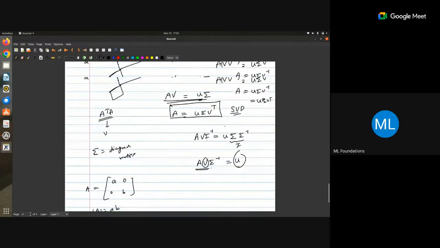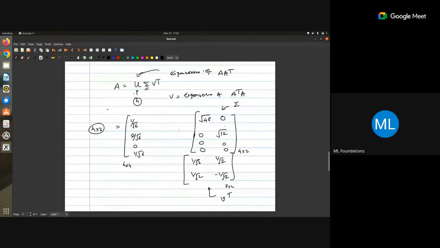Okay, so we had A. I think we started this discussion somewhere. I don't know where it is. Here. So A is U sigma V transpose. What was sigma? 4x2, right? Yes, sir. What is sigma inverse? It will also be 4x2.